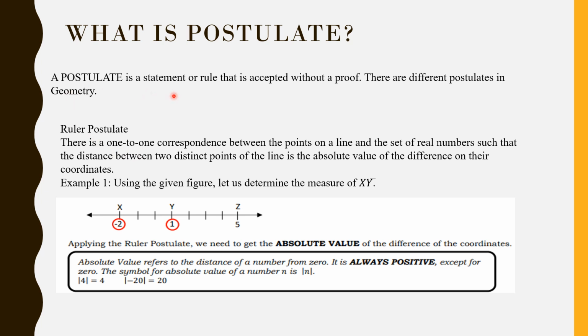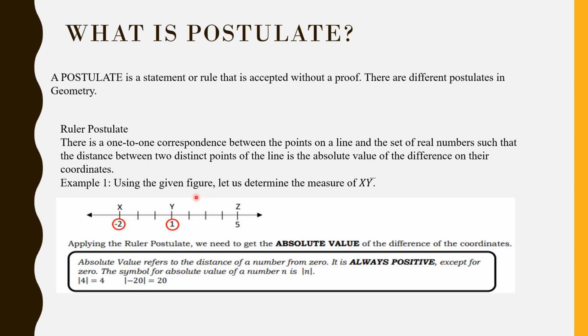A postulate is a statement or rule that is accepted without proof. So if there's no proof, a postulate or a statement is said to be true. So let's have now the ruler postulate. There is a one-to-one correspondence between the points on a line and the set of real numbers such that the distance between two distinct points of a line is the absolute value of the difference of the coordinates.